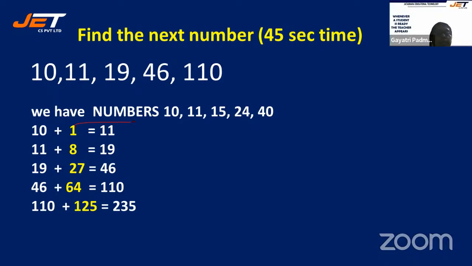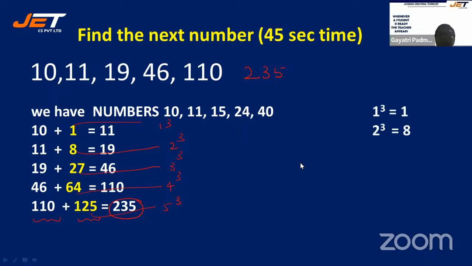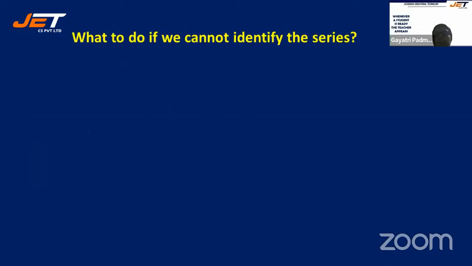Right? See, this is 1 cube, 8 is 2 cube, 2 2s are 4, 4 2s are 8. Next you have 3 cube, next you have 4 cube. So the next must be 5 cube, isn't it? What is 5 cube? 5 into 5 into 5, so 125. If you are going to add with 110, you will get 235. So that should be your next number. Yes, fine.